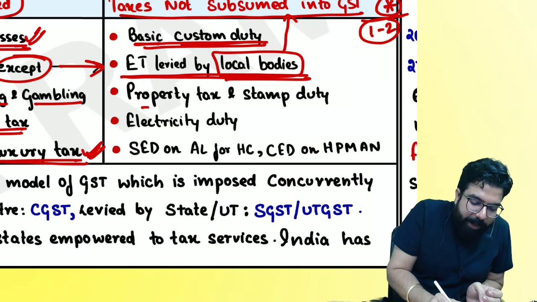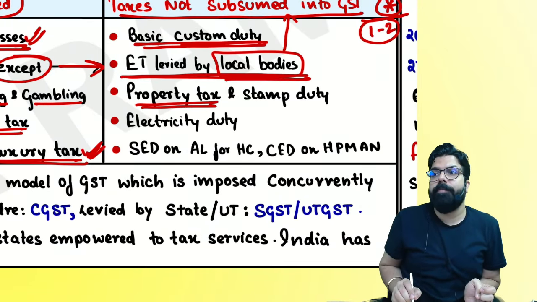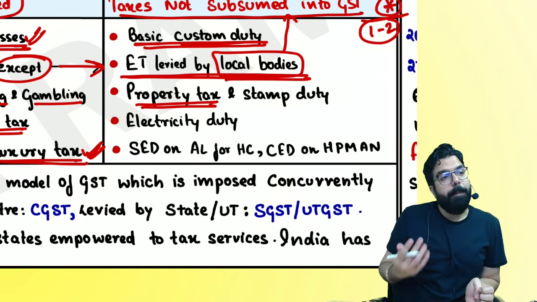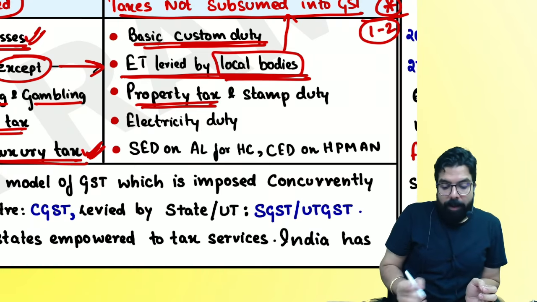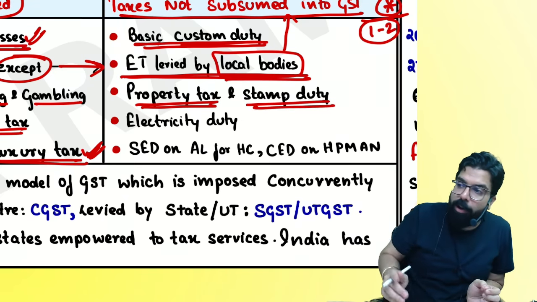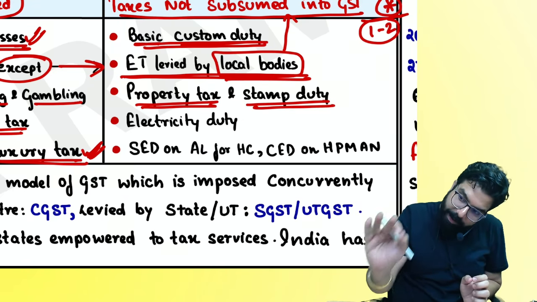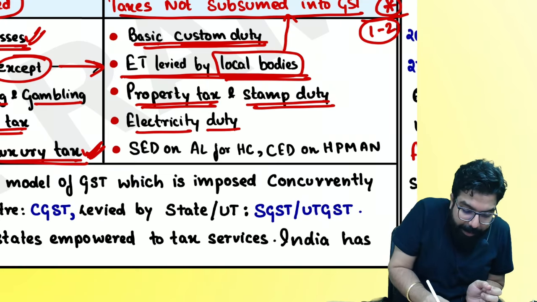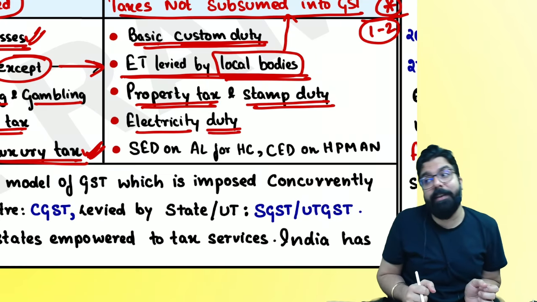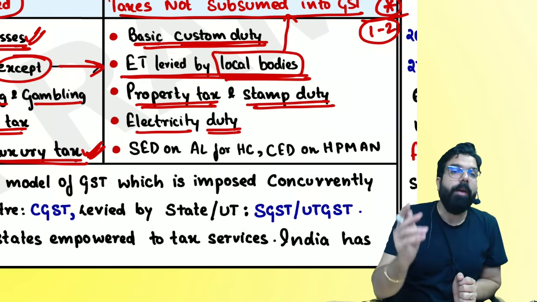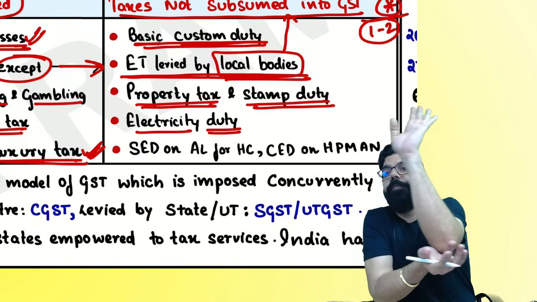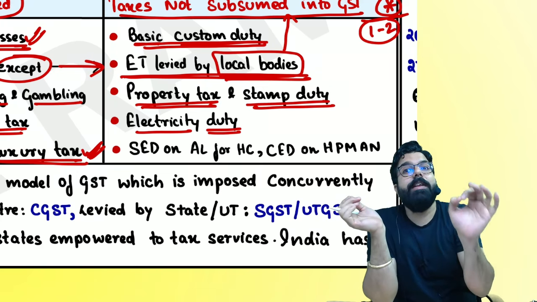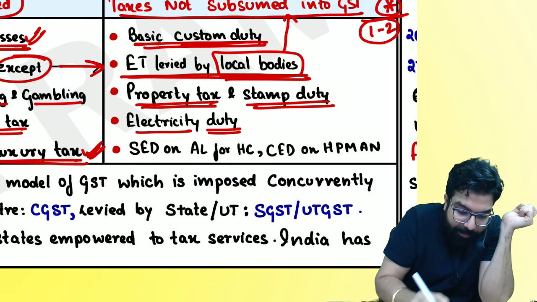On your property, do you pay property tax? Yes or no, everyone? Property tax is still continuing. On stamp paper, you pay stamp duty, or not, everyone? That is still continuing. Electricity duty is also there, and that is still continuing. You know, alcohol, whenever it is made, the state government charges.